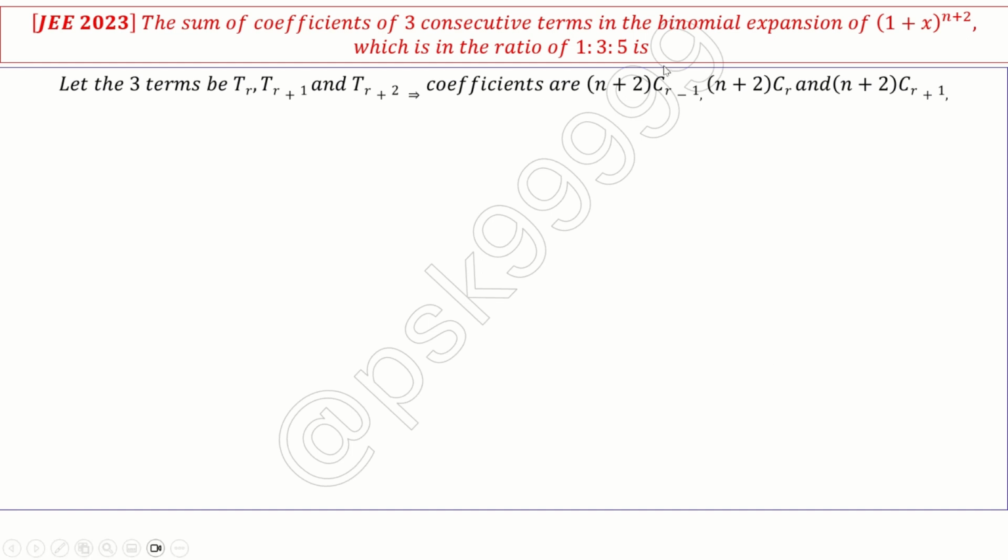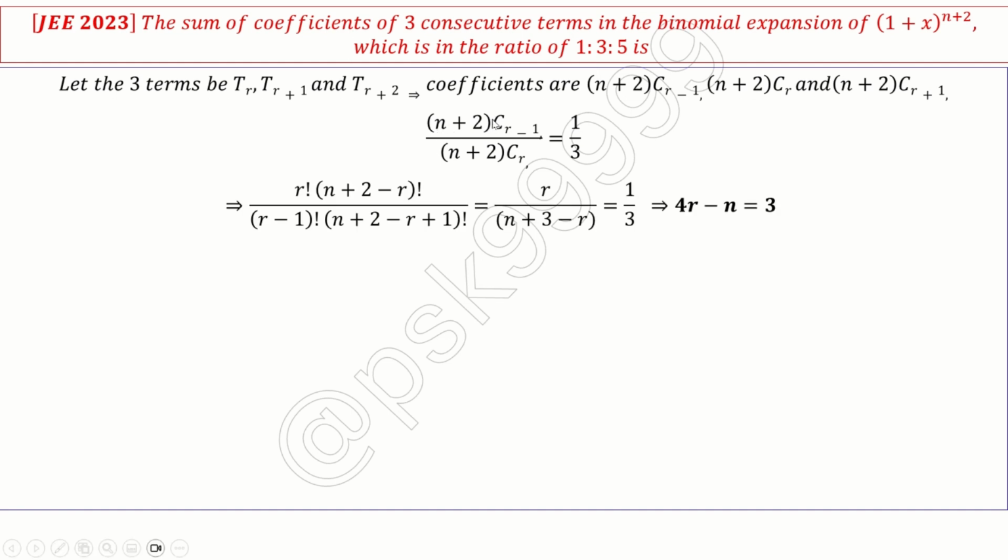Now since the ratio is given as 1 is to 3 is to 5, you take 2 terms at a time. First I am taking n plus 2 C r minus 1 divided by n plus 2 C r, which is equal to 1 by 3. Correct? Now expand it. n plus 2 factorial on the numerator for both of them, so they get cancelled. So I only worry about the denominators. The denominator of this term will go here, and the denominator of n plus 2 C r will go to the numerator. So the denominator of this one is r factorial into n plus 2 minus r factorial, and the denominator of this one is r minus 1 factorial into n plus 2 minus r plus 1 factorial.